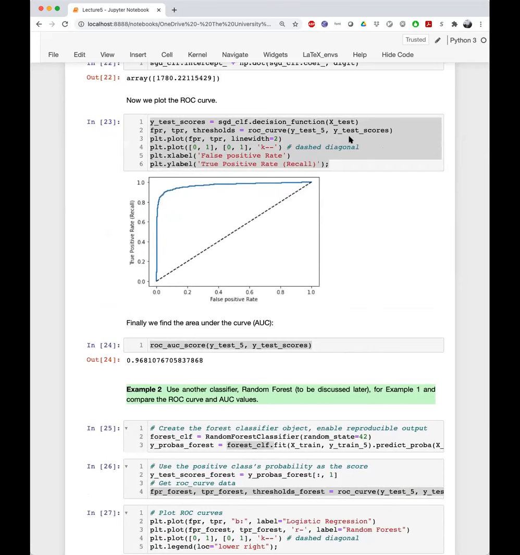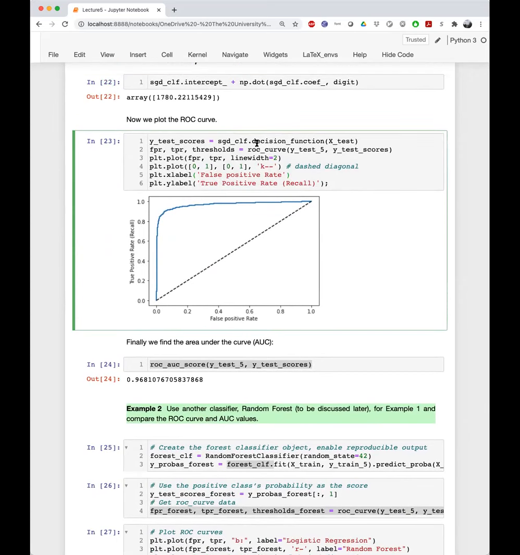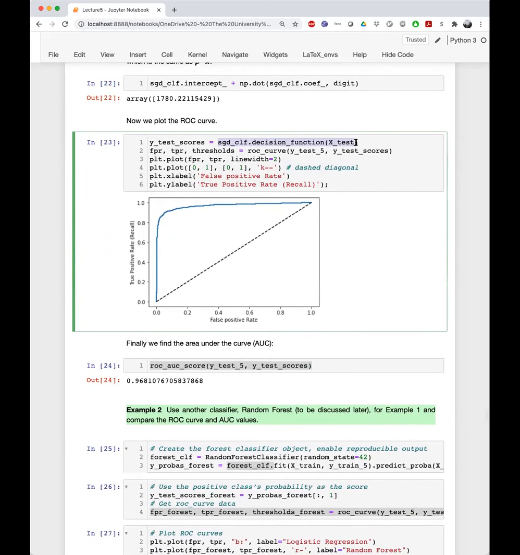All right, so how to plot the ROC curve? This is how we can do it. We first get all the scores of the test cases. All the scores. So we call it y_test_scores.